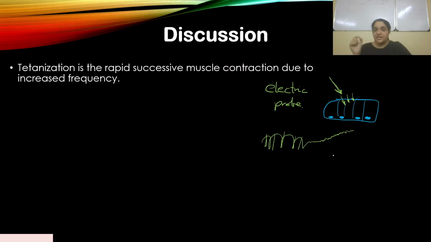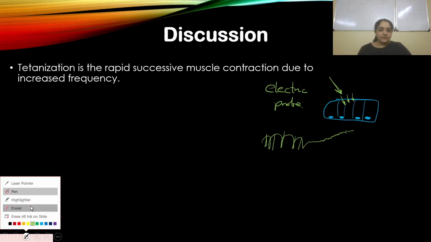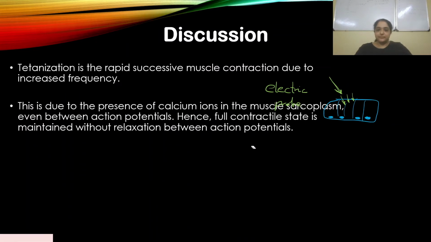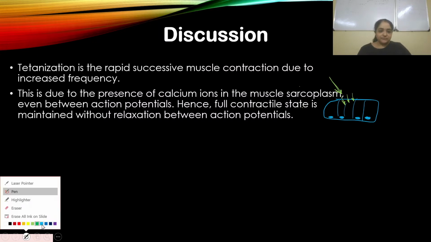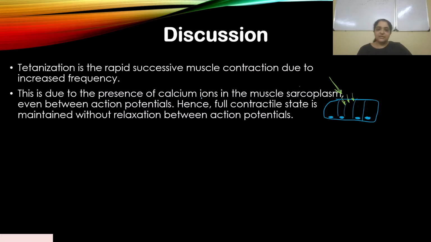Every time there's no break between one stimulus and another stimulus. There's no break between one contraction and another contraction, one twitch and another twitch. It is continuously activated. It is continuously contracting. So this is just a hypothetical situation. Experimentally, how would you see it, right? Now, this is due to the presence of calcium ions in the muscle sarcoplasm.